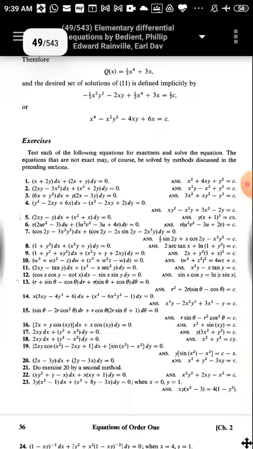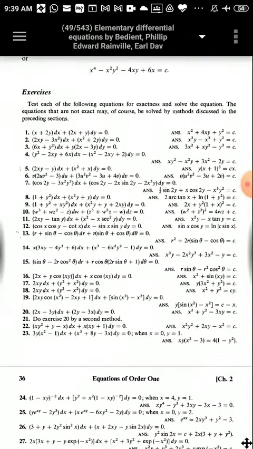There is a lot of homework given to you. You can take a screenshot and try to solve these examples.